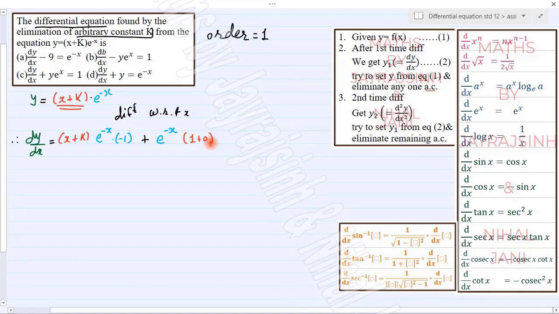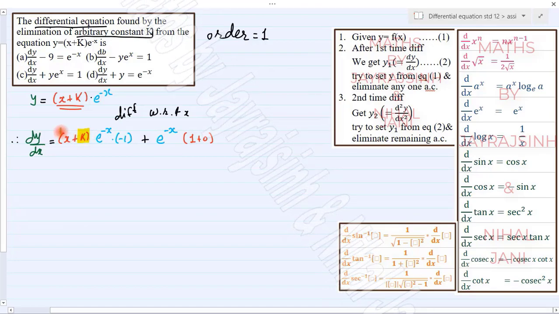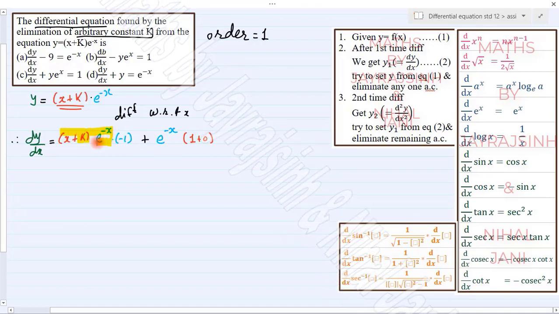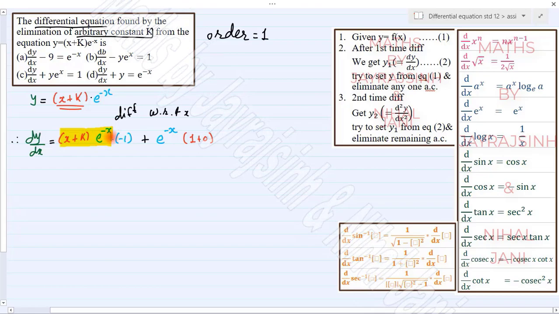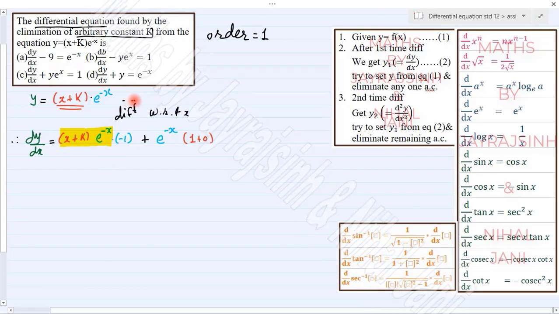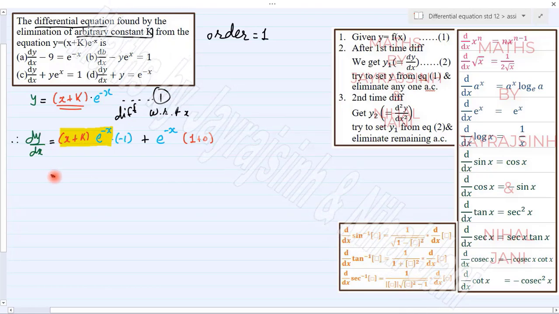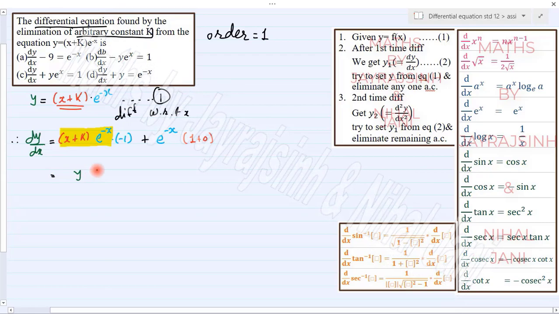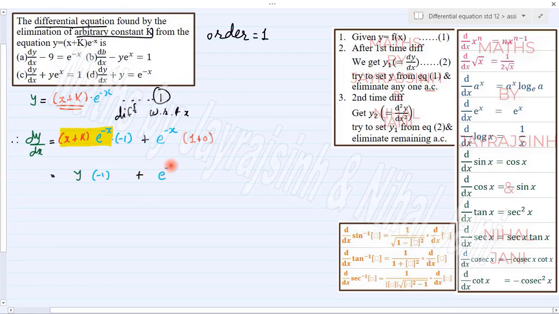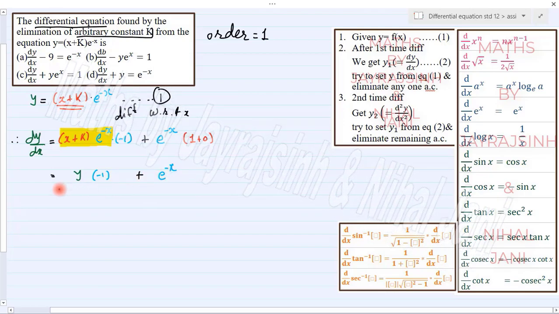Now to form a differential equation, you have to eliminate the term of k. So we can say the x plus k into e raised to minus x is available in equation number 1. So we can replace the entire term with y. Your minus 1 will be as it is plus e raised to minus x will also remain as it is.